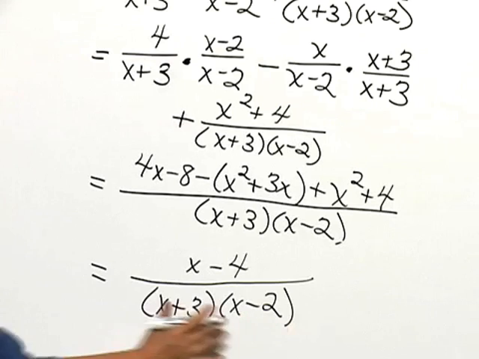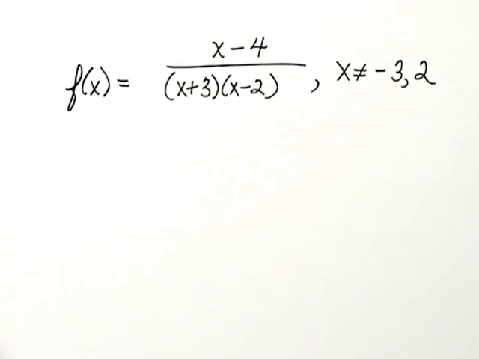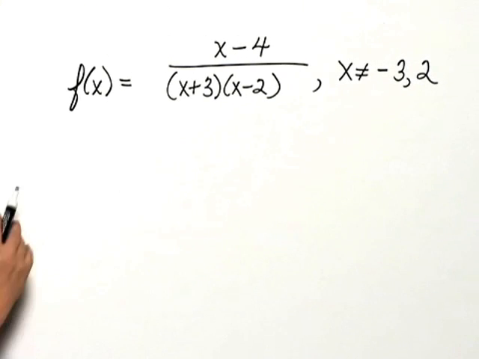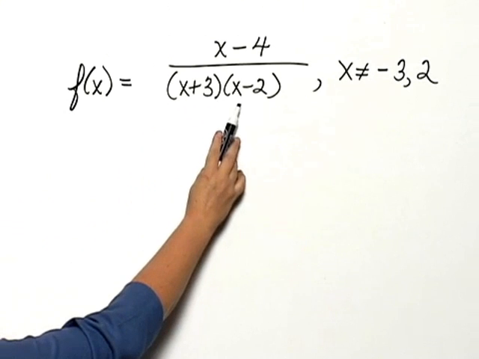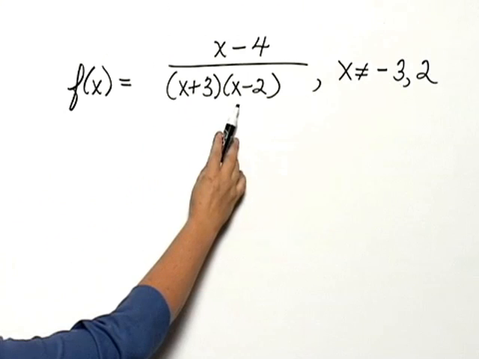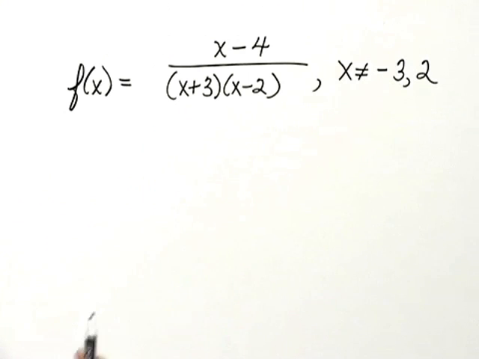Now this will be the simplified form of the function, but we also have to list the values of x that are not in the domain. So we write as our final answer that f of x equals x minus 4 over x plus 3 times x minus 2, with the restrictions that x cannot equal negative 3 or 2.